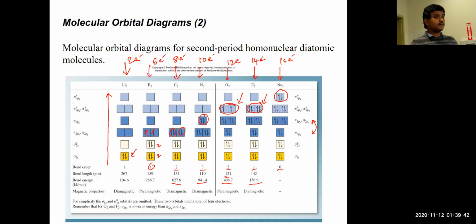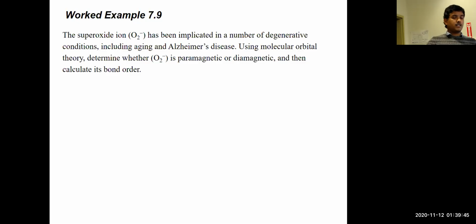Okay. All right. Let's look into the last example that belongs to this chapter, or this section. Here, the molecule called superoxide ion, O2 minus, has been implicated in a number of degenerative conditions, including aging and Alzheimer's disease. Using molecular orbital theory, determine whether O2 minus is paramagnetic or diamagnetic, and then calculate its bond order. That is so cool. It is asking us to comment on magnetism and find the bond order. So I hope you start working on it before I show you the work, and you check your work with mine.